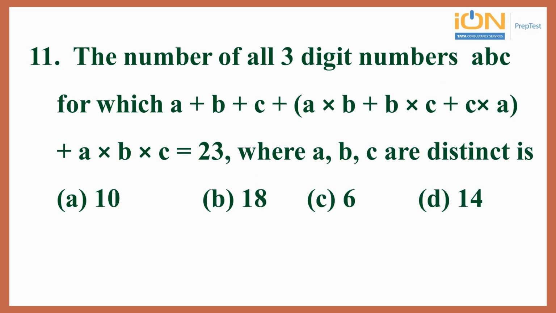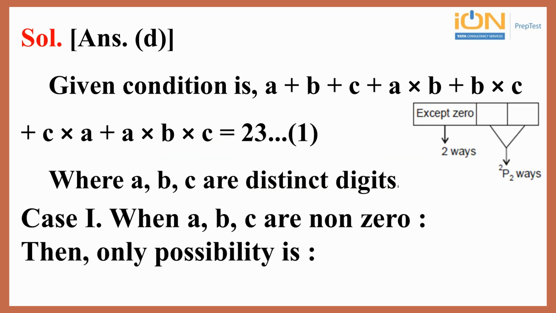Let's move to the next question, question number 11. The number of all 3-digit numbers ABC for which A plus B plus C plus AB plus BC plus CA plus ABC is equal to 23, where A, B, C are distinct, is first option 10, second option 18, third option 6, fourth option 14. The answer is the fourth option, that is 14. Let us see how it goes.